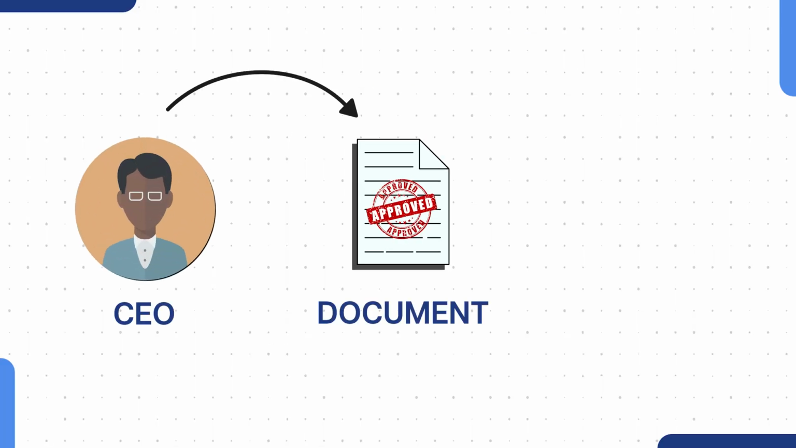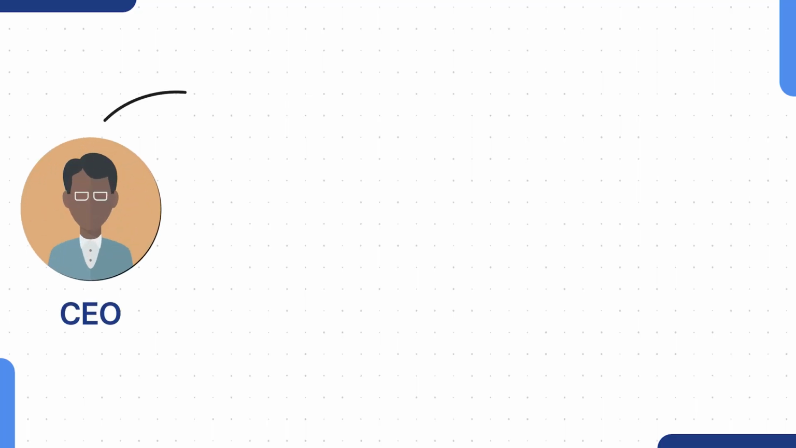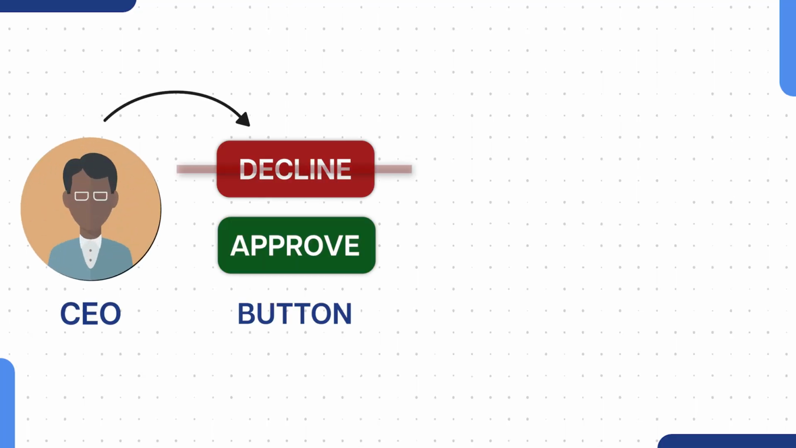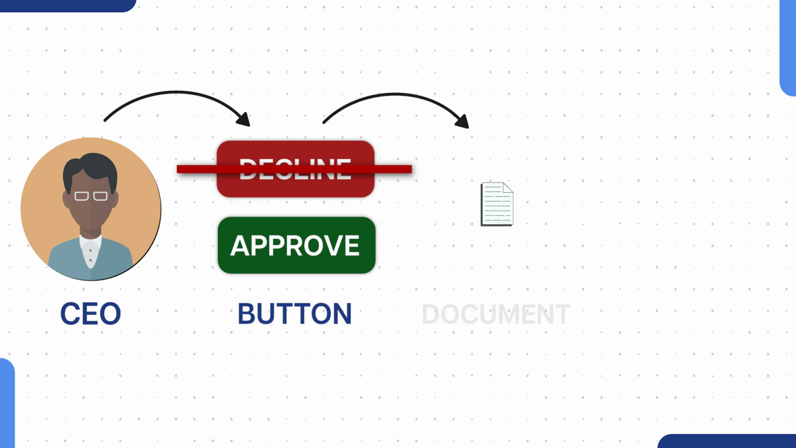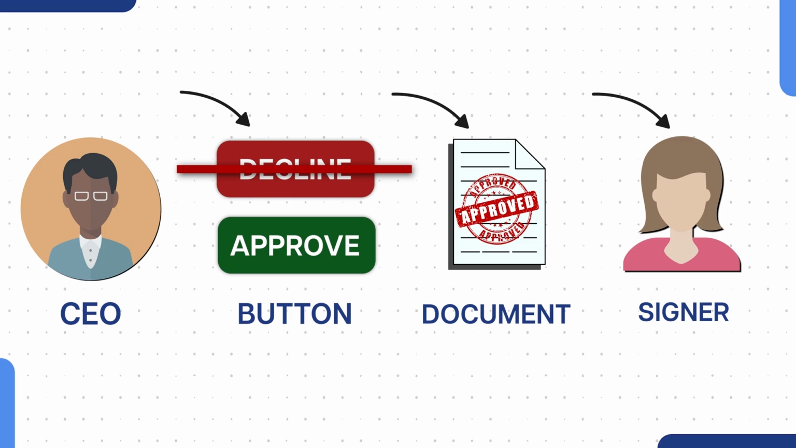And what needs to happen is that the CEO needs to approve the offer letter before the candidate signs it. So what we need to do is to give the CEO an approve or decline button so that the document can be routed to the employee if the CEO approves. And if that's not the case, then the envelope should not go to the employee.